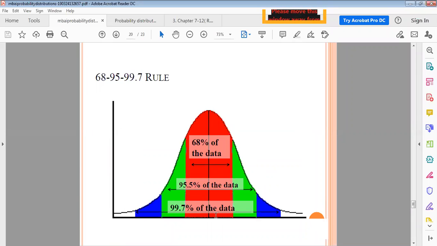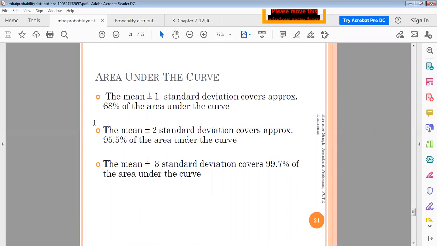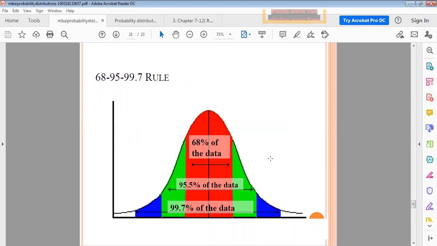99.7%. Actually, this is the condition for the normal distribution. Mean plus minus 1 standard deviation is the first condition. Mean plus minus 2 standard deviations covers approximately this area, and mean plus minus 3 standard deviations covers this percent of the area of the total curve. This you have to remember.